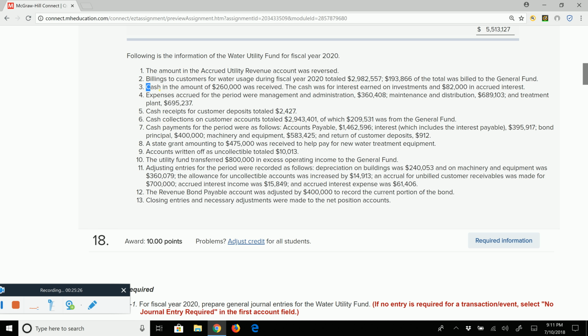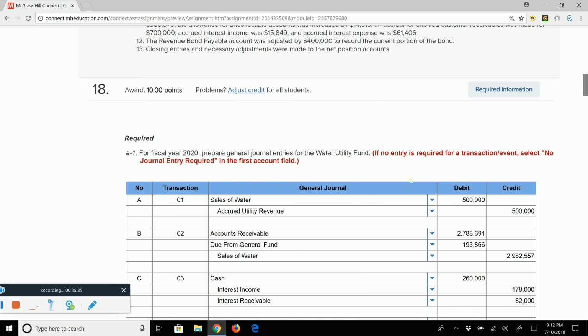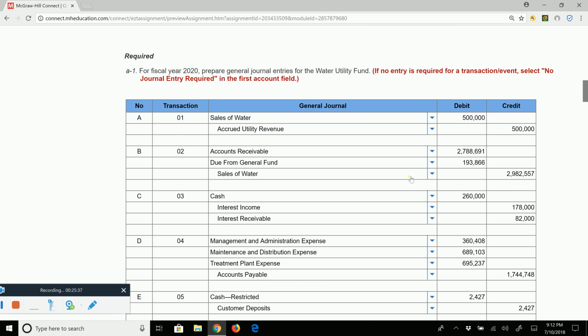Number 3, cash in the amount of $260 was received. The cash was for interest earned, as well as $82,000 in accrued interest. So we have an investment portfolio. $260,000 was received. We'll debit cash. We're going to credit the accrued interest that we had on the books of $82,000, so we'll get rid of that receivable, and we will credit interest income for the remainder.